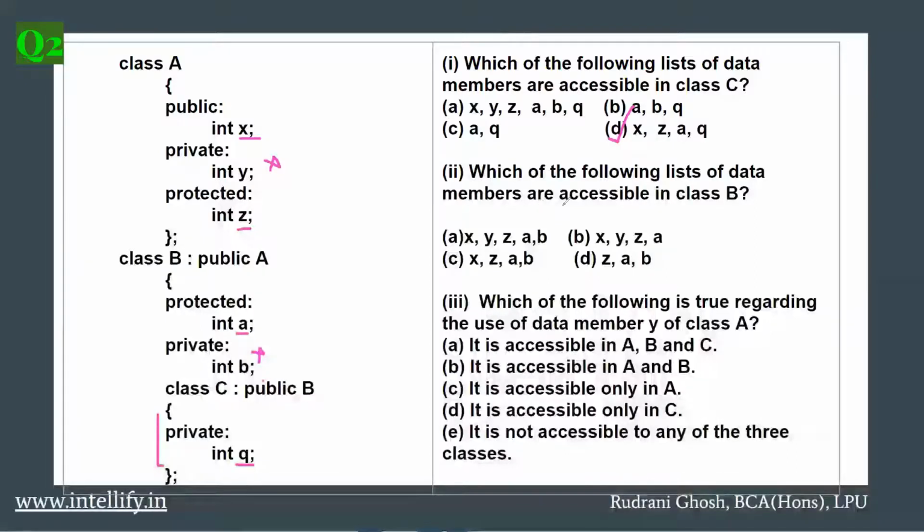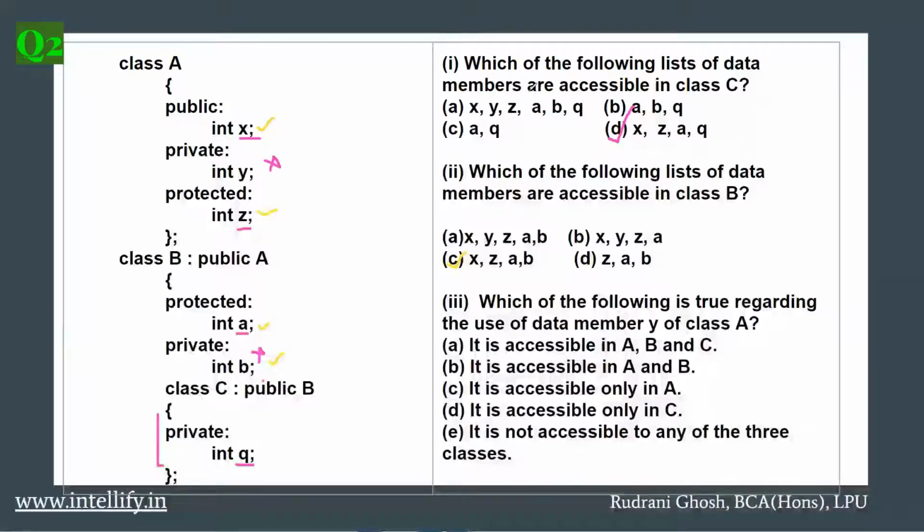Now second question asks, which of the following lists of data members are accessible in class B? So whatever is present inside class B will be accessible to class B, whether it is protected or private. So A is accessible, B is also accessible. We are using inheritance publicly to inherit from class A. That means apart from private, we can inherit both public and protected. That means X is inheritable and Z is inheritable. So the answer will be option C, X, Z, A and B.